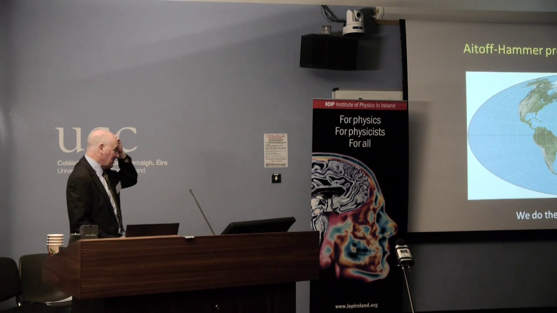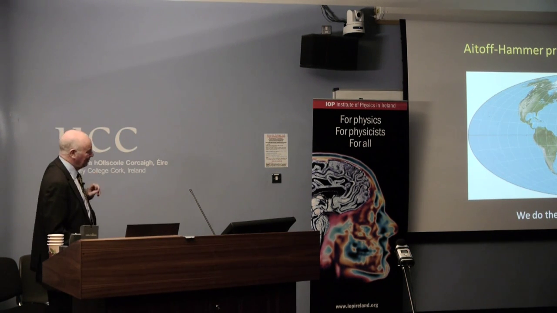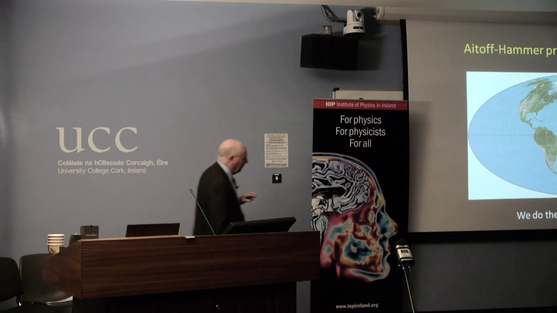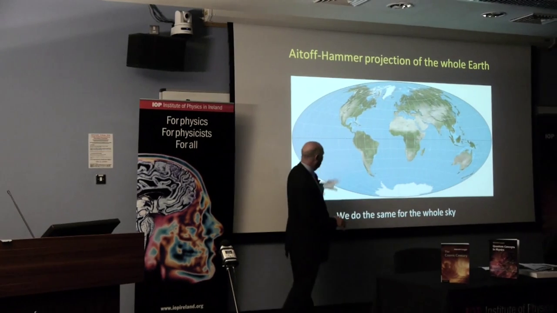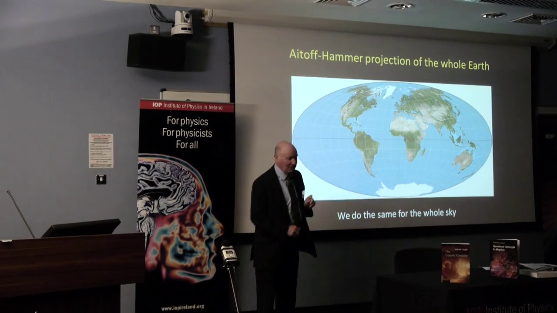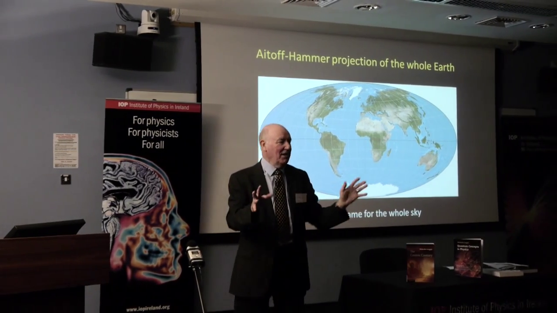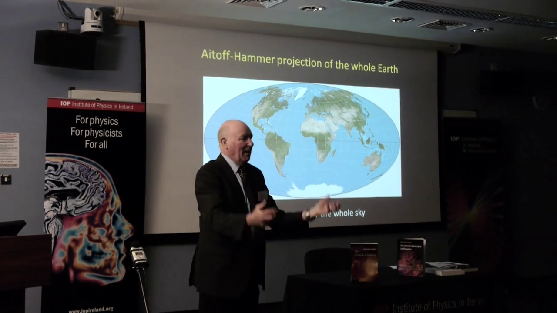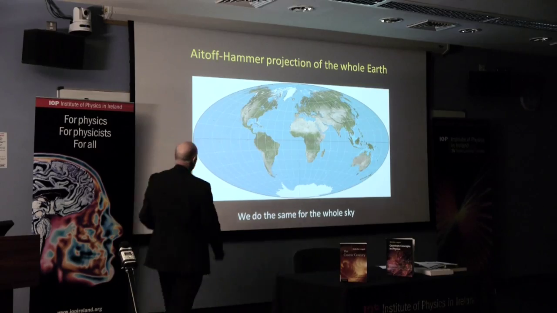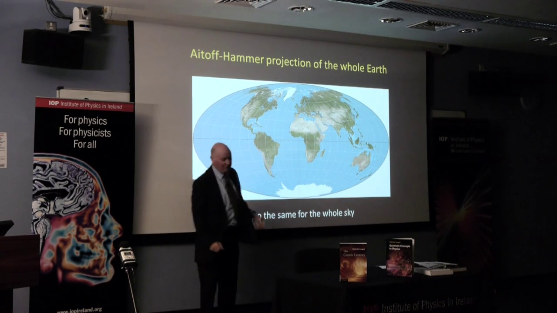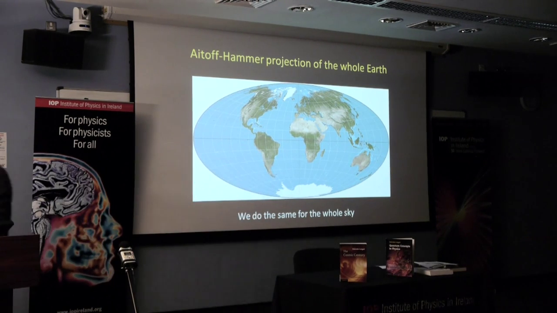Now, let's look at what has happened since. I'm going to show you some pictures of the whole sky, and what we do is exactly what we do in one of these Aitoff Hammer projections of the Earth. You just take the surface of the sphere and project it onto this two-dimensional sheet of paper. You get all sorts of distortions away from the plane, but you've just got to bear with it. You can't do it any other way.